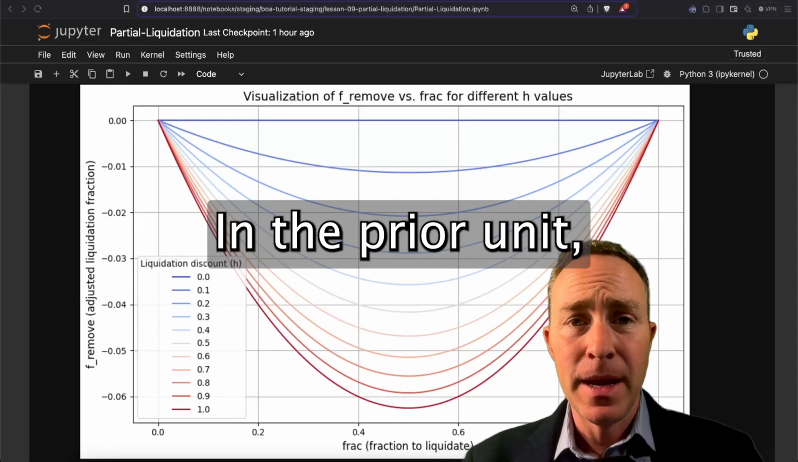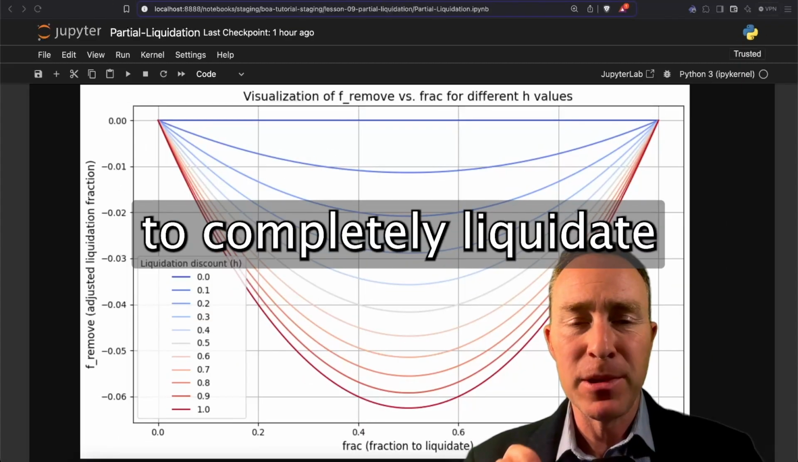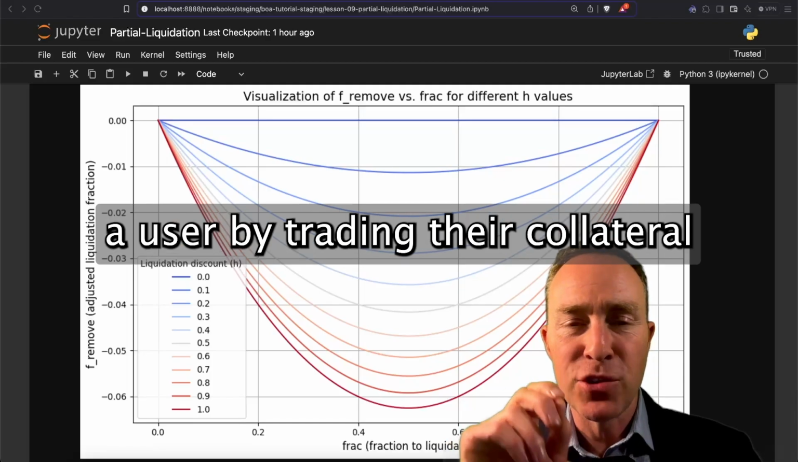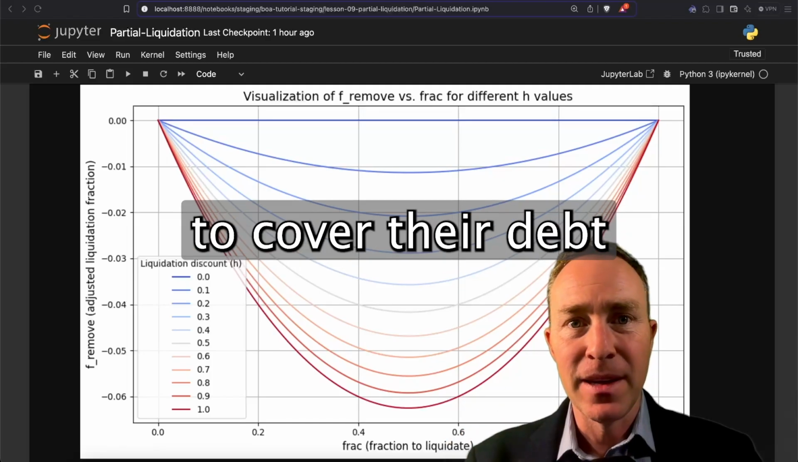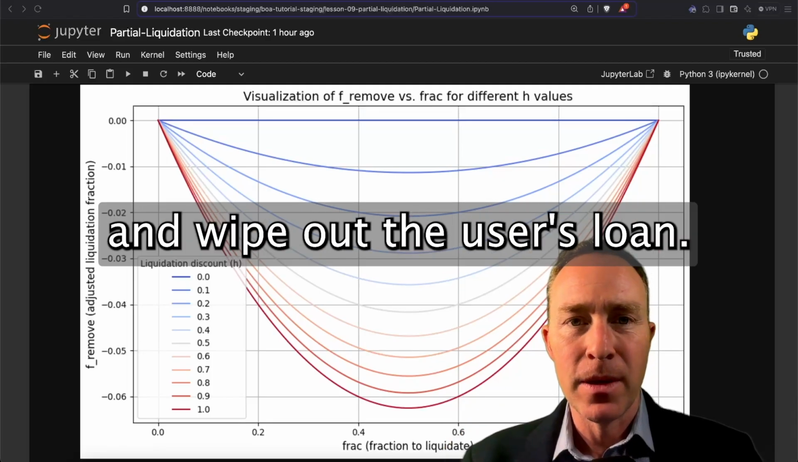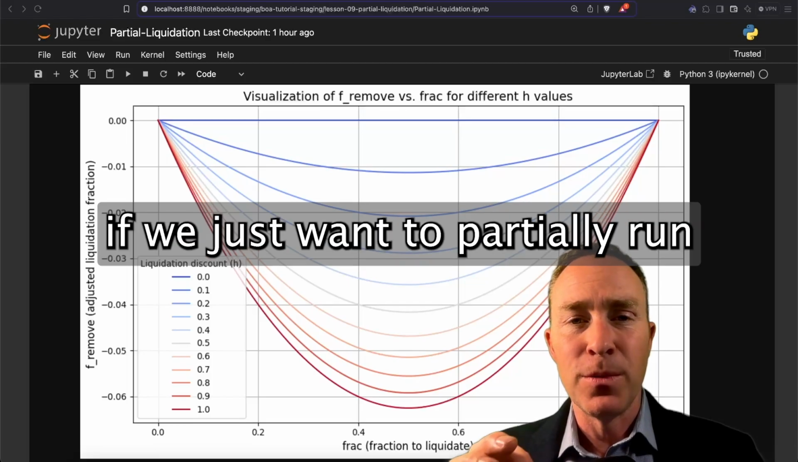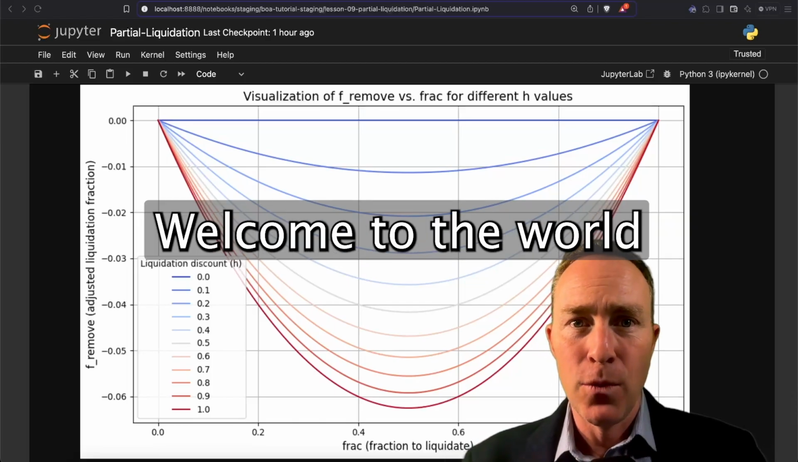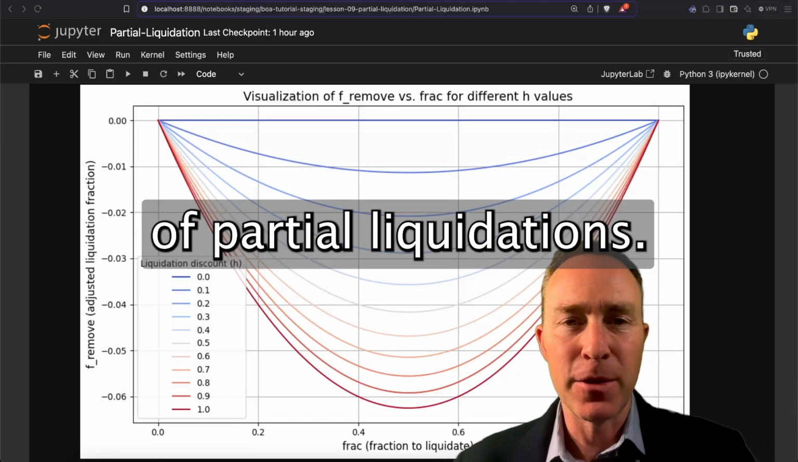Welcome back. In the prior unit, we showed off how we were able to completely liquidate a user by trading their collateral to cover their debt and wipe out the user's loan. What would happen if we just want to partially run that process? Welcome to the world of partial liquidations.